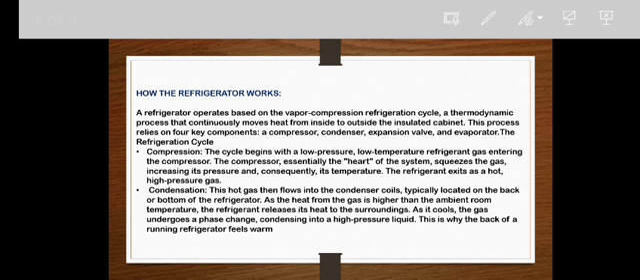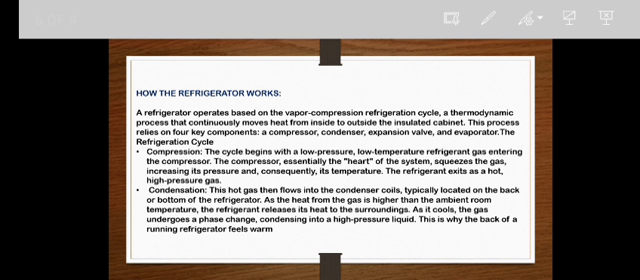The next topic is how the refrigerator works. A refrigerator operates based on the vapor compression refrigeration cycle, a thermodynamic process that continuously moves heat from inside to outside the insulated cabinet. This process relies on four key components. A refrigerator has four key components. One is the compressor, the second one is the condenser, the third one is an expansion valve, and the fourth one is the evaporator, and the refrigeration cycle repeats.